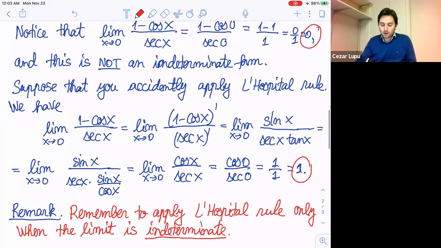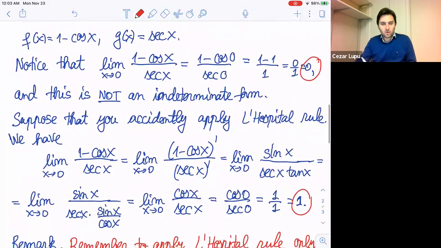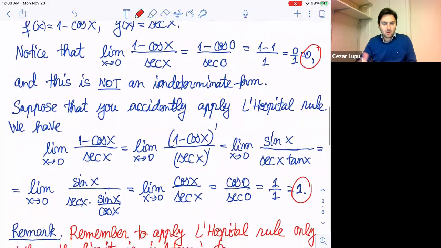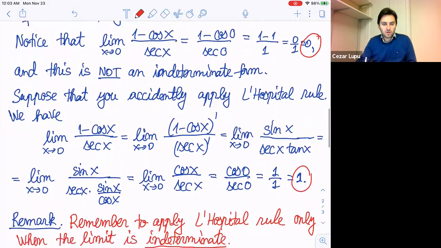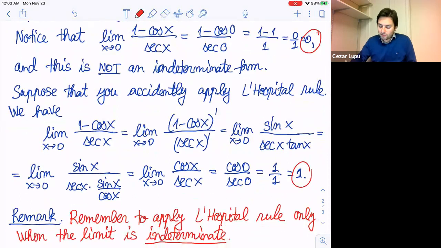When we apply L'Hopital rule, this is not indeterminate here. So it wasn't any 0 over 0 or infinity over infinity. So that's why the first one is correct, not this one. So this is the wrong answer, 1. So we cannot apply L'Hopital rule in this case. I hope this makes sense, right?